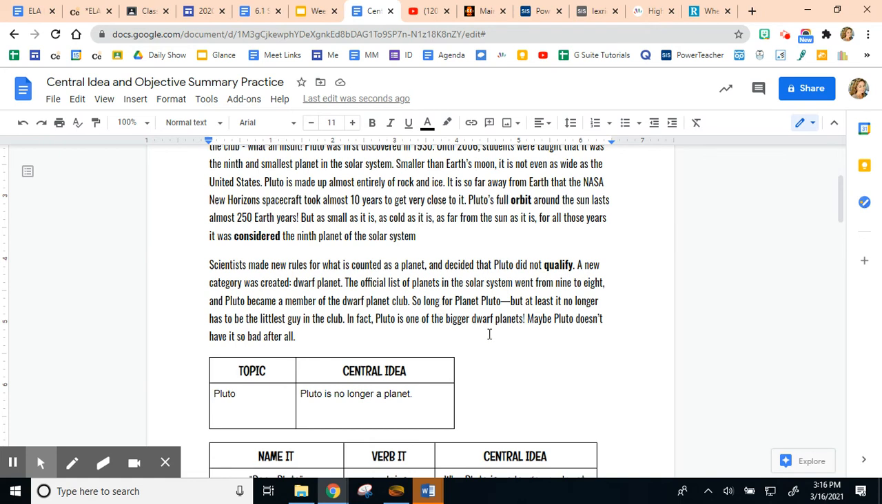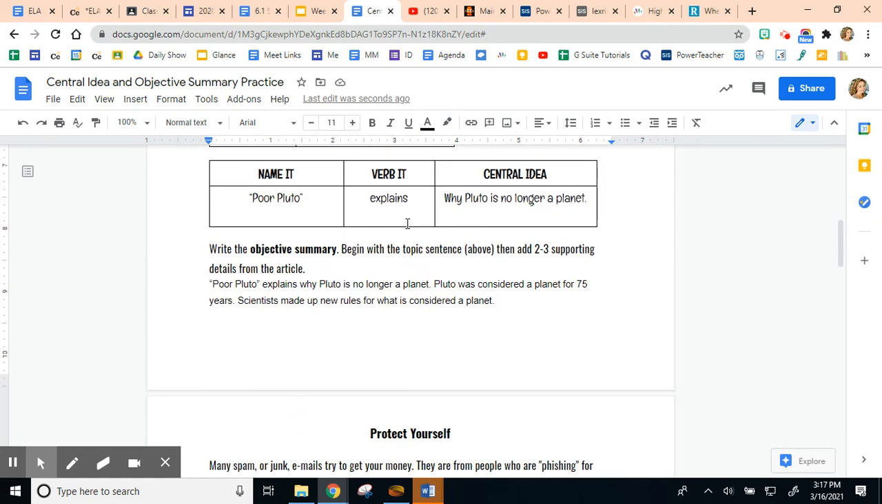So I would say, because it's so small, the dwarf planet. Up here it says because it's so small, and that's why it's called a dwarf planet. It became a dwarf planet because it is so small.